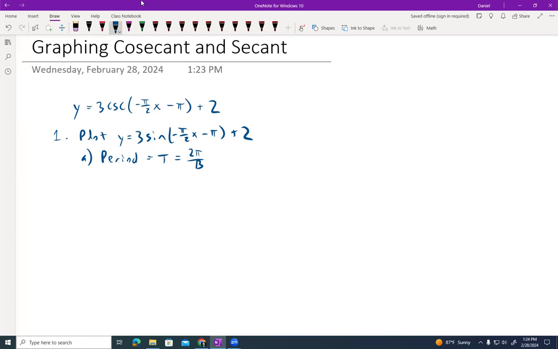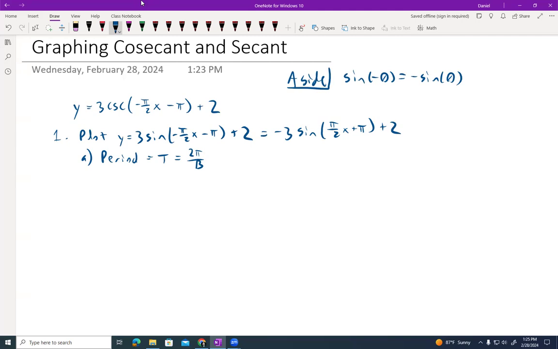Now, the problem with this is that we always assume that our b is positive, but clearly our b is a negative number here. So what can we do? Well, I'll write this as an aside: we have the even and odd properties. Sine is an odd function, which means that sine of negative theta is the same thing as negative sine of theta. So we can rewrite this as negative 3 times sine of pi over 2 x plus pi, plus 2, where I factored a negative out of every single term inside the parentheses. Then, using the fact that sine is odd, I was able to factor that negative sign out front.